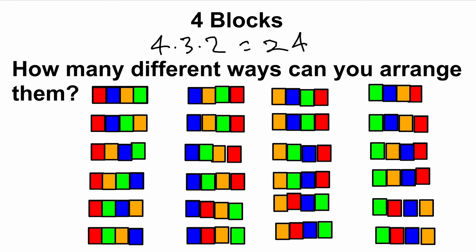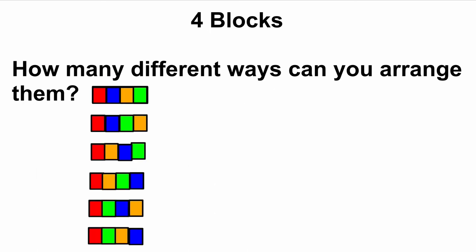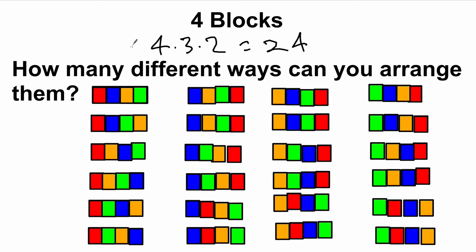To arrange 3 blocks, there were 3 times 2. And that pattern continues. So if I was going to arrange 5 blocks, it would be 5 times 4 times 3 times 2. That would be the number of ways I could arrange the blocks. Because as you add a new option, these are all the options for 4, but then if I put a 5 there, I would have to redo all of these options for each of the 5 colors. So that would be 5 times this many, which would be 120 if it was 5 blocks.